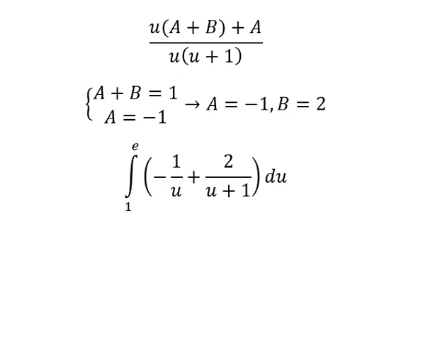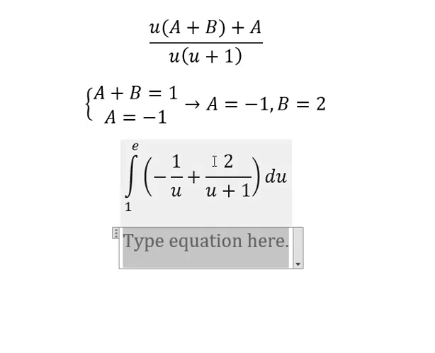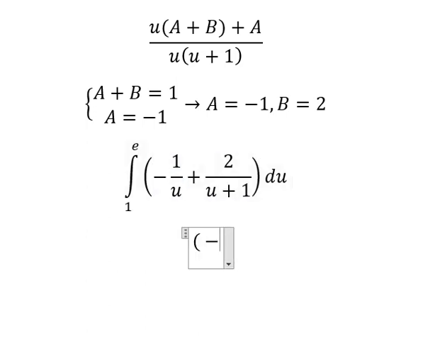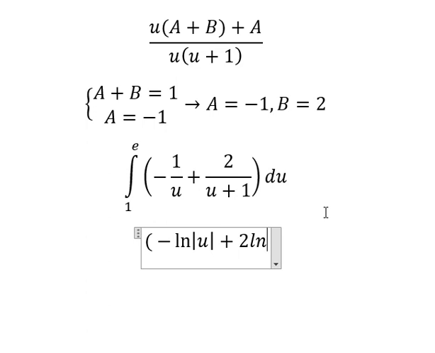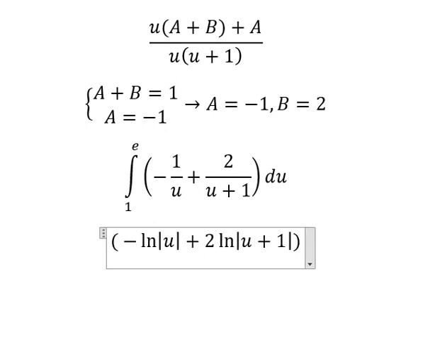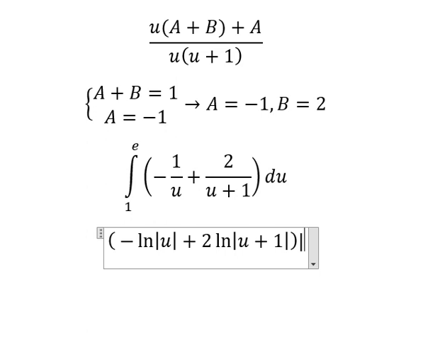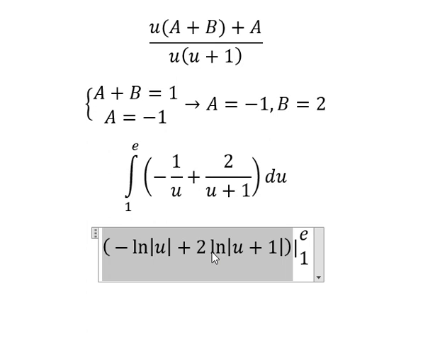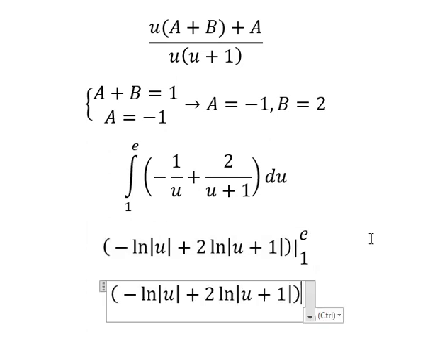Next, we have the final answer. The integration of this one, we have negative ln of the absolute value of u. The integration of this one, we have number 2, ln of the absolute value of u plus 1. And we put the bounds from number 1 to e. And now we have the final answer.